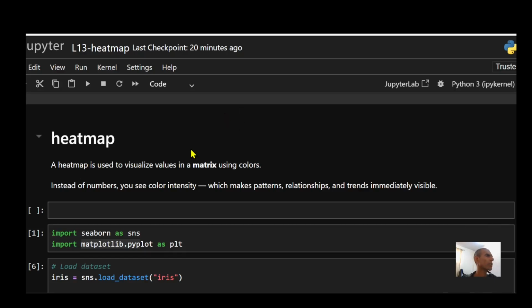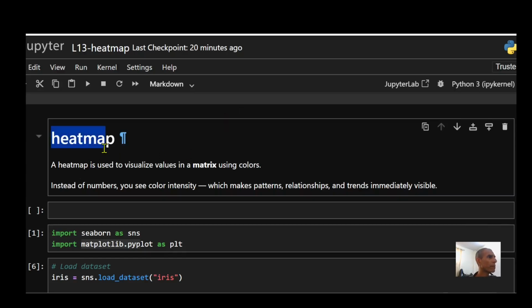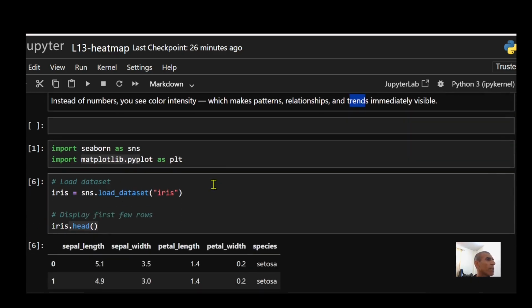Hello students, welcome back. So now we are going to be learning about heat map. Well, heat map helps you visualize numbers in a matrix. So you can visualize those numbers using colors. That's one of the advantages of a heat map. Instead of seeing the numbers, you are seeing the color intensity. This way, it helps you see the pattern, relationship between variables, and also if there are any trends, you can see that immediately through your heat map.